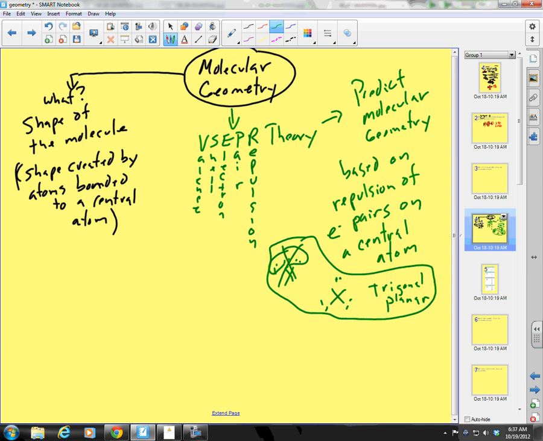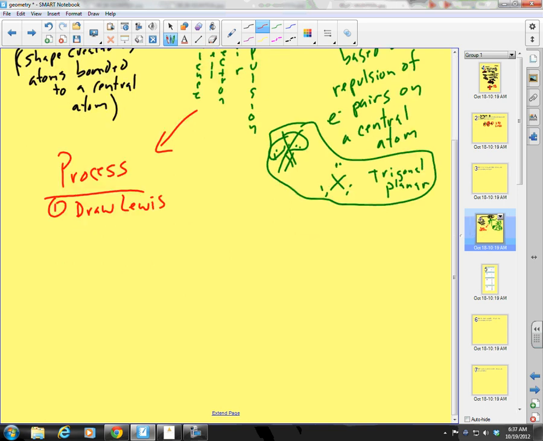And what's the process? So let's talk about the process. What process should we follow? Here's the process. Number 1, draw your Lewis structure. By this time, you should all be experts in drawing Lewis structures. Number 2, determine the number of bonding domains and non-bonding domains. Hey, now I understand, Mr. Smith, why you had us do that last exercise.